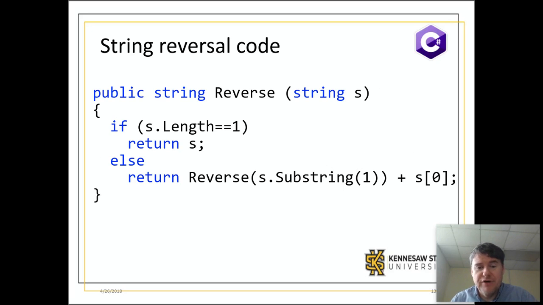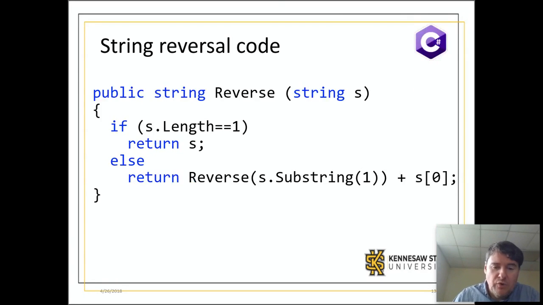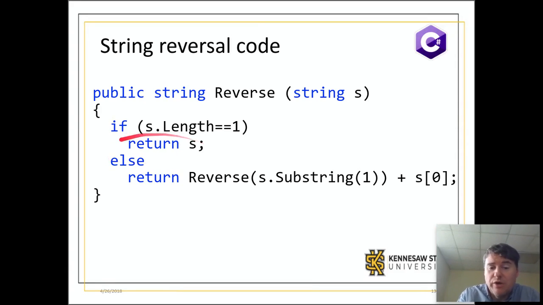A little bit of code. And we're going to see this in both C# and in Java. So if the length of the string is equal to 1, then we know that we can just return the string, because at that point it is just one character.